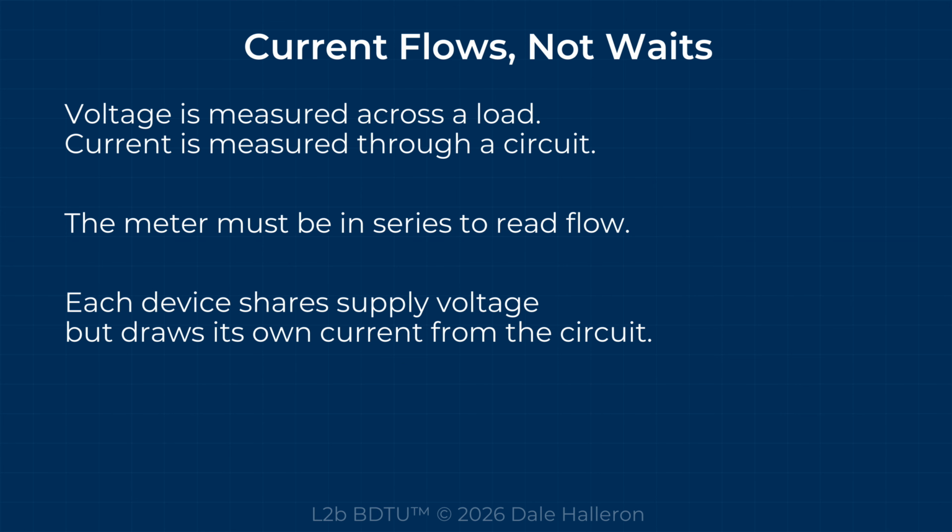Current flows, it doesn't wait. Voltage is measured across a load. Current is measured through a circuit. The meter must be in series to read the current flow. Each device shares supply voltage, but draws its own current from the circuit.